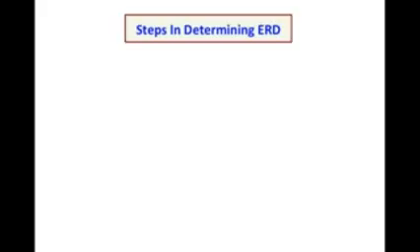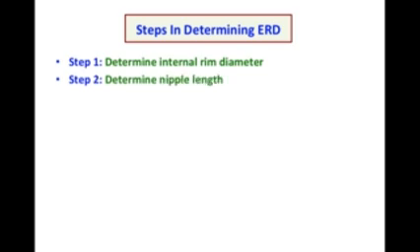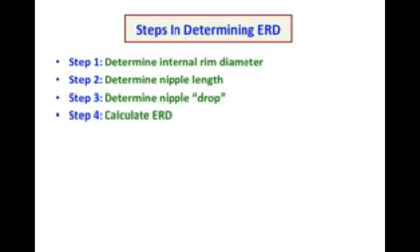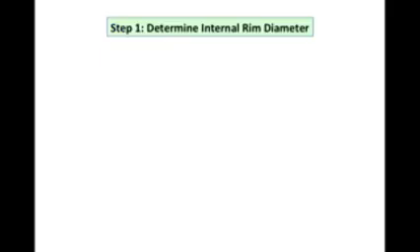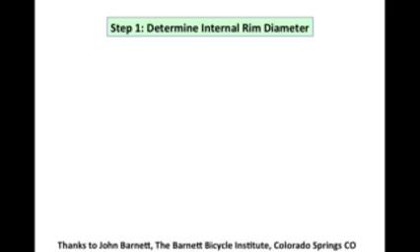These are the actual steps in determining the ERD. First, we have to measure the internal rim diameter, then we measure the nipple length, then the nipple drop, and then we actually calculate the ERD. The system I like to use to determine the internal rim diameter I got from John Barnett of the Barnett Bicycle Institute in Colorado Springs.